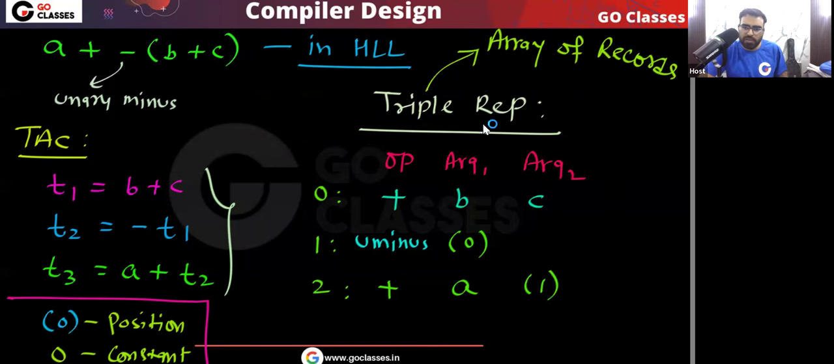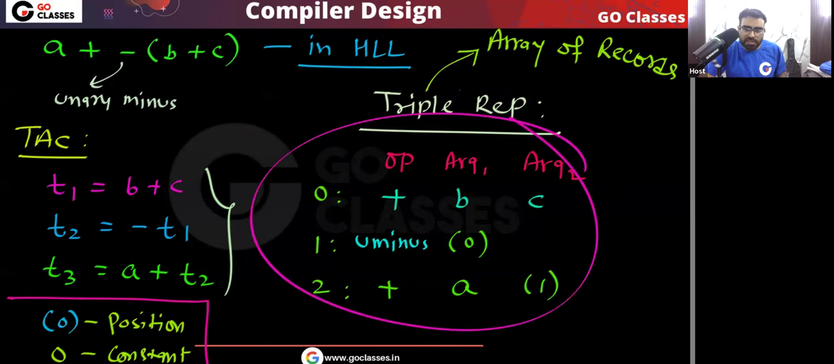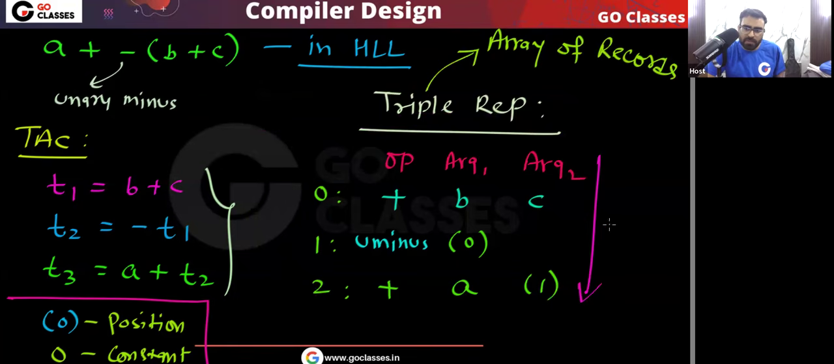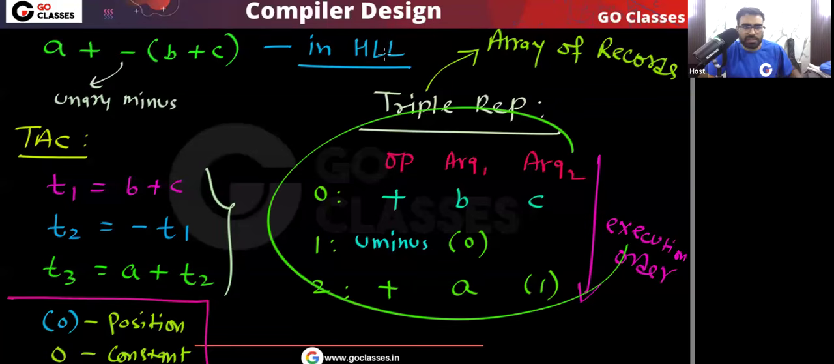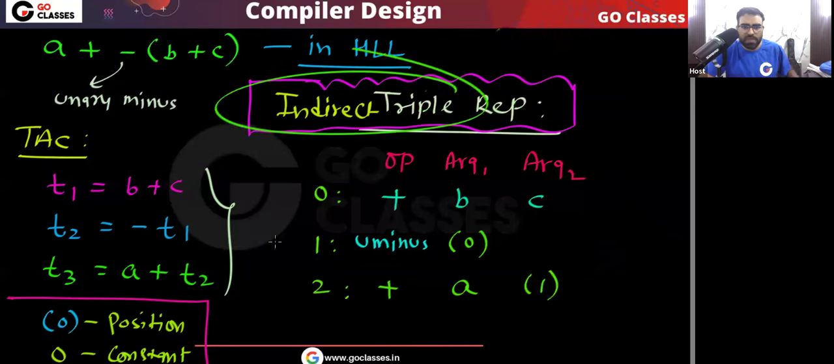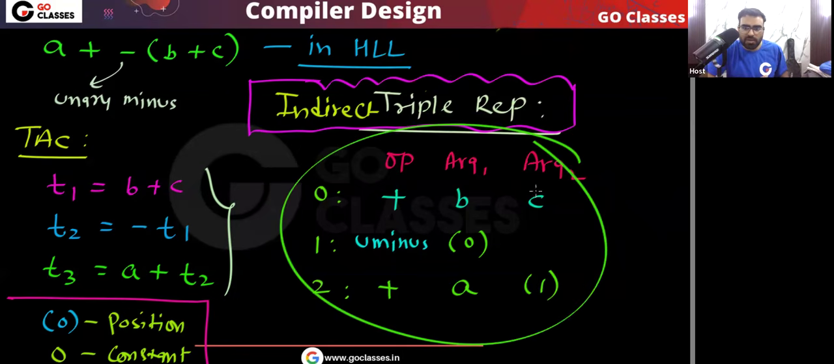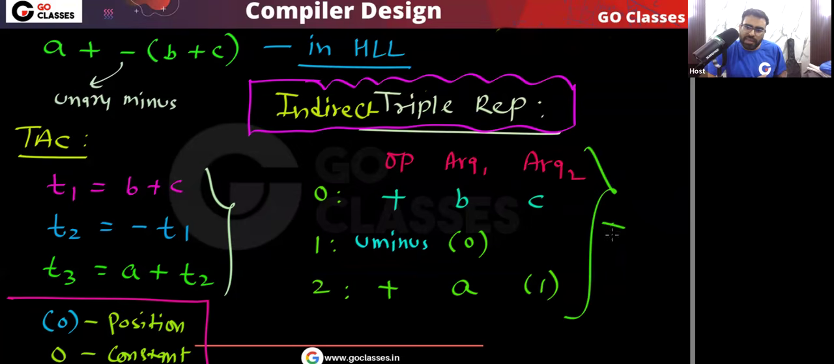Yes or no? If you remember, I told you in the previous lecture that in the triple representation, the order of triples itself is the execution order. The order of triples is the same as the execution order. But in the indirect triple, we separate the execution order from the triples. So remember, triples will be as they are. But we separate the execution order from these triples. So we also need to put the execution order.